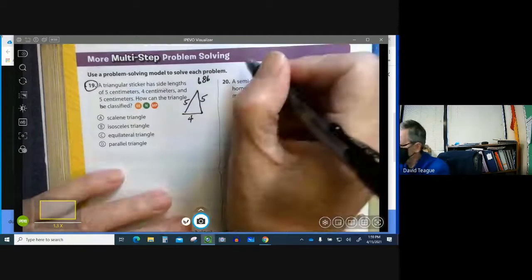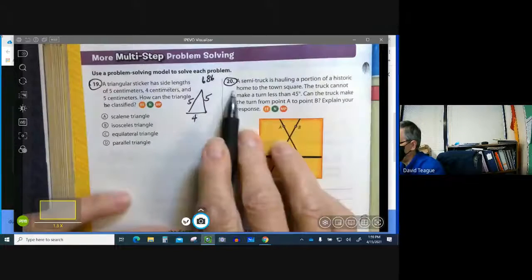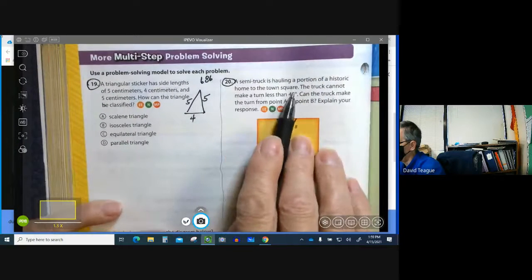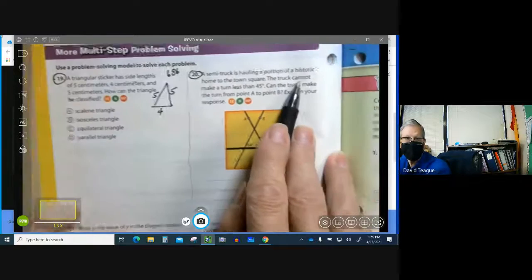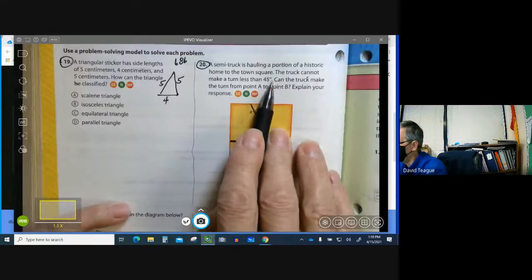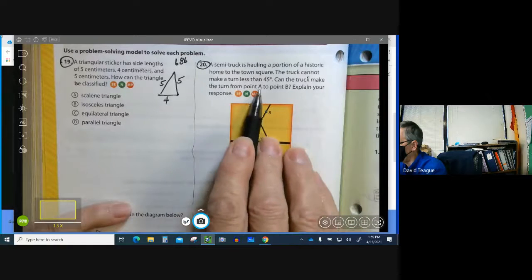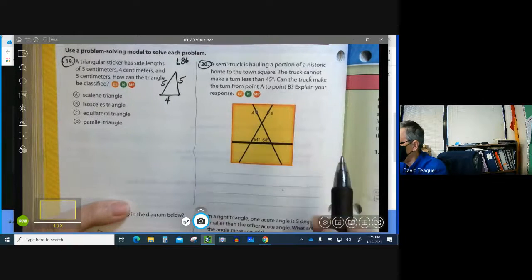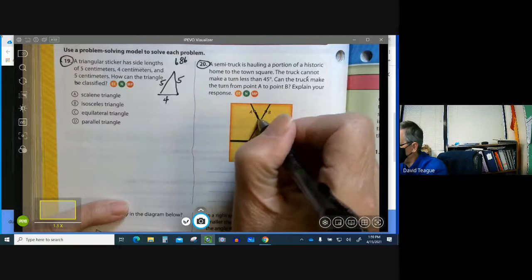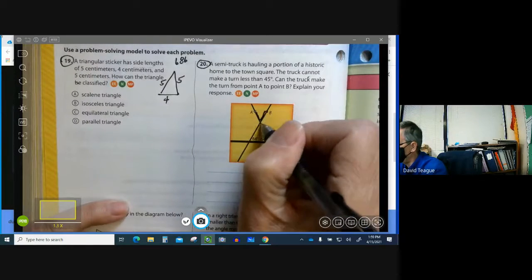The next question on your quiz is number 20. It says a semi-truck is hauling a portion of a historic home to the town square. The truck cannot make a turn less than 45 degrees. Can the truck make the turn from point A to point B? Explain your response. So here's A, here's B. It's got to make this turn like here. We need to know what this angle is.